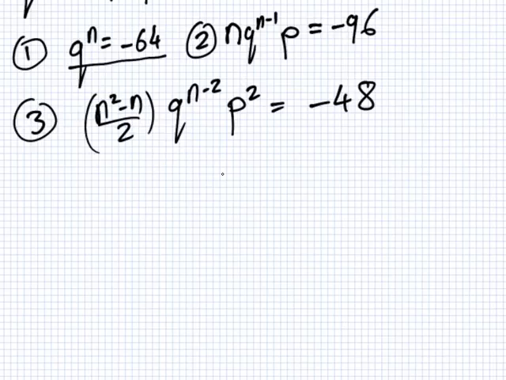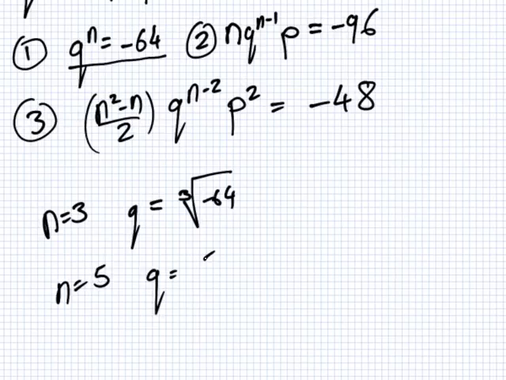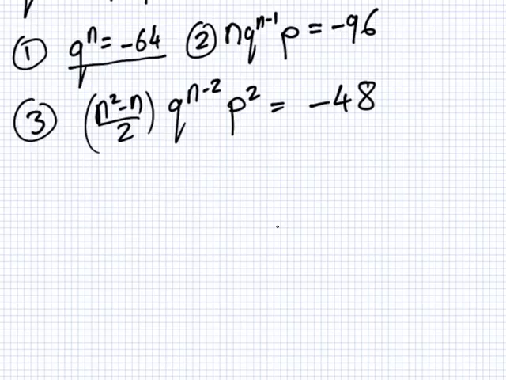There are multiple answers. For example, you could have n equals 3 and q equals the cube root of minus 64. You could have n equals 5 and q equals the 5th root of minus 64. You have many, many possible answers here. I never said q needs to be a whole number, an integer, so we can't assume that. So we can't do it this way. Any other ideas?